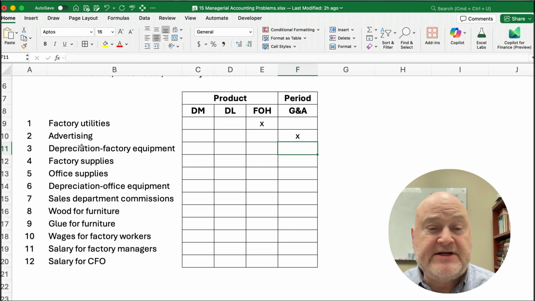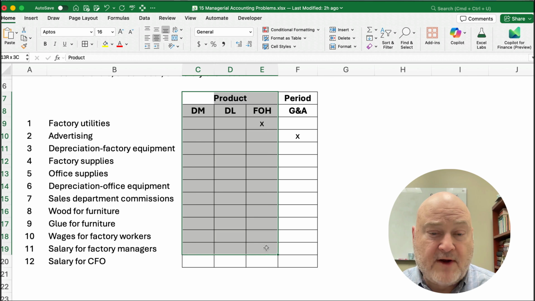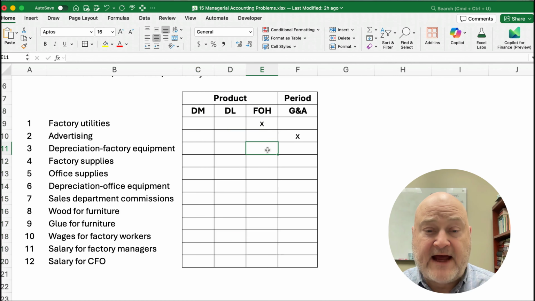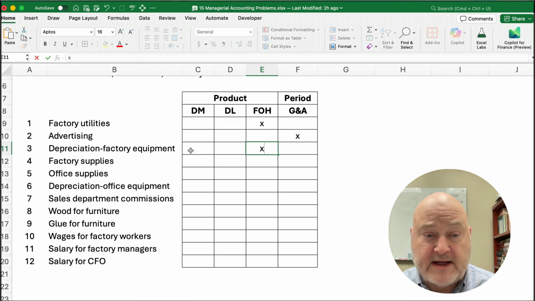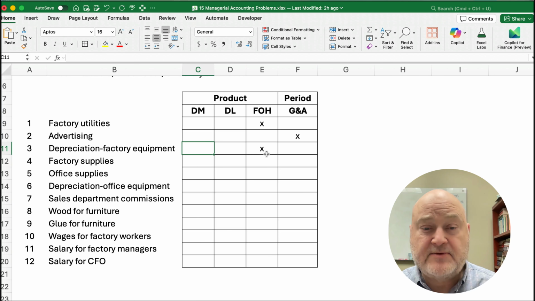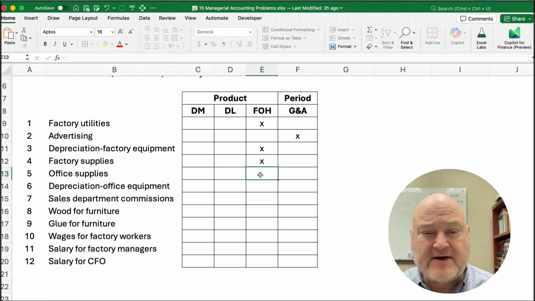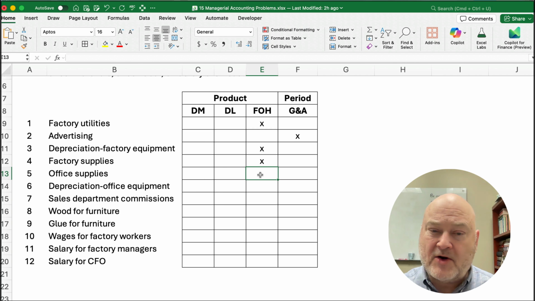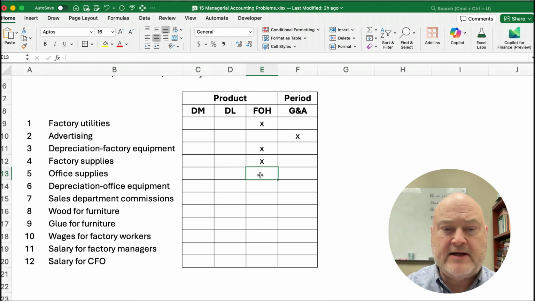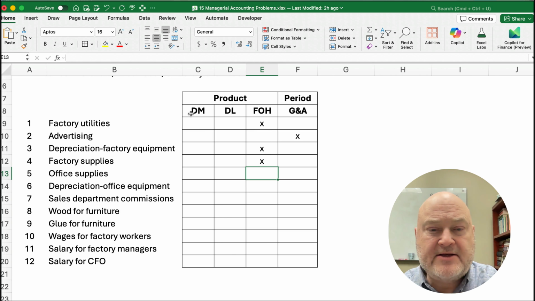What if we have depreciation on the factory equipment? If it's factory equipment, then it goes here under product. And so it's not materials, not direct labor. It's got to be factory overhead cost, FOH. So depreciation is one of those overhead costs. Factory supplies is going to be overhead, because it's not a large number, so it'll be part of the overhead of running our factory. It's not direct materials, it's not direct labor.